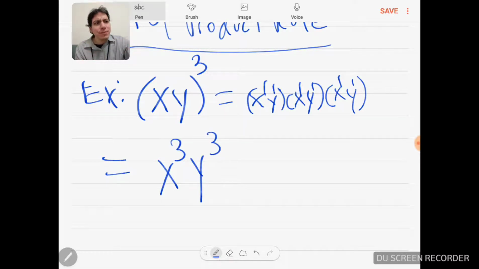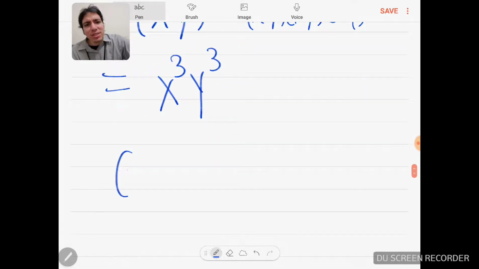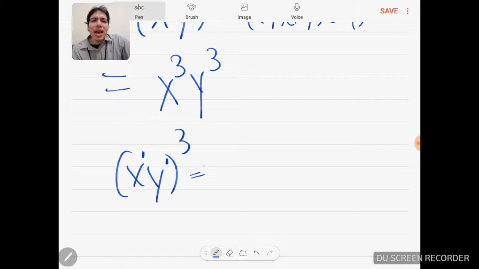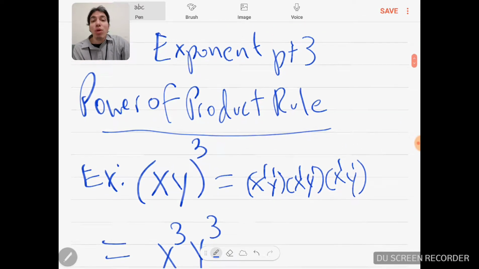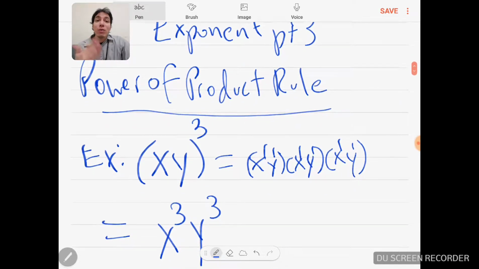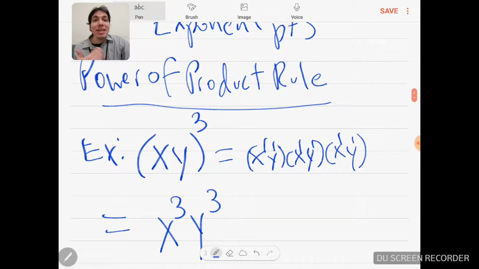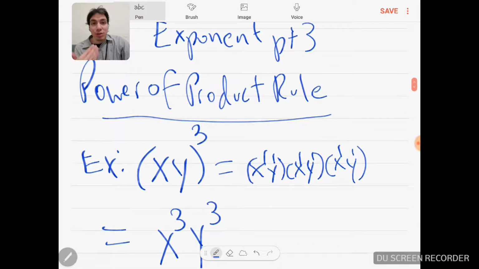So essentially, if we were to look back at this problem, you could put a little 1 here and a little 1 there for the x and the y. And you could say that you're distributing this 3 by multiplying the 3 into the 1 and multiplying the 3 into the other one for the x and for the y. So I get x to the third and y to the third respectively. So that's the concept of power of product rule, where you have multiple objects in the bracket and you're being raised to another power.